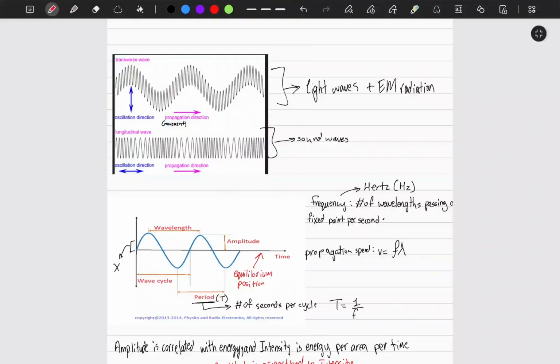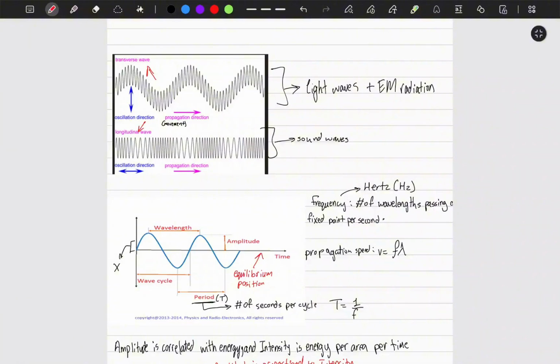Hello everybody, today we're going to be talking about two types of waves. We're going to be talking about transverse waves and we're going to be talking about longitudinal waves. Now, the first thing to realize is that the way they move, also known as oscillation, is completely different.